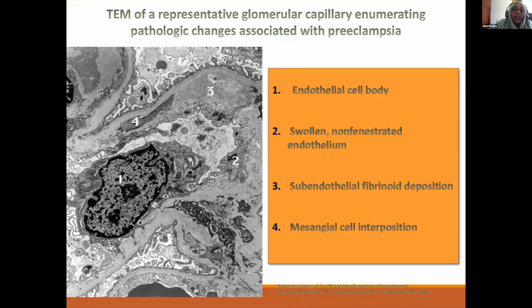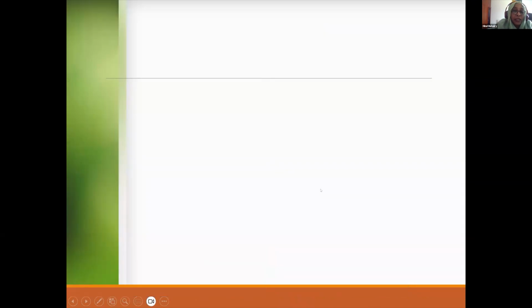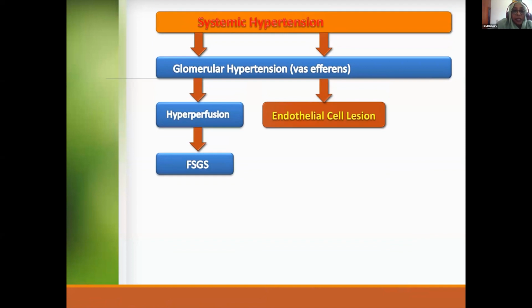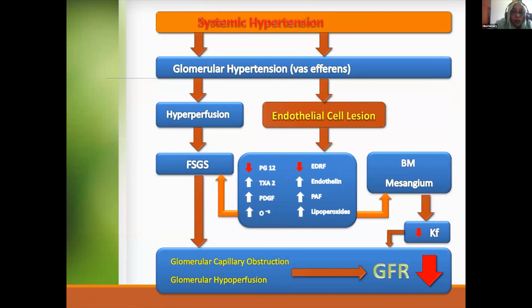This figure shows the changes which occur at the level of the kidney. There occurs endothelial cell swelling, non-fenestrated endothelium, subendothelial fibroid deposition, and mesangial cell interposition. So systemic hypertension can affect the kidney, in the glomeruli of the kidneys, and this in the vas efferens causes hyperperfusion, and this can lead to decreased glomerular filtration rate or affect directly the endothelial cell lesions, and this as well decreases the coefficient of glomerular filtration rate.